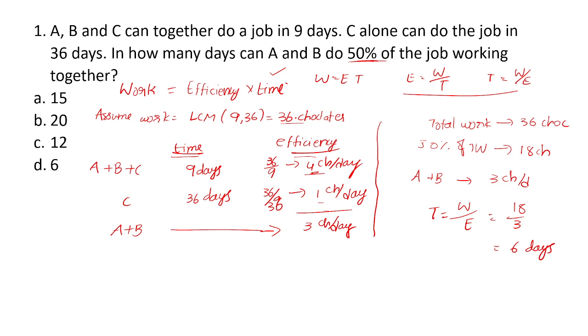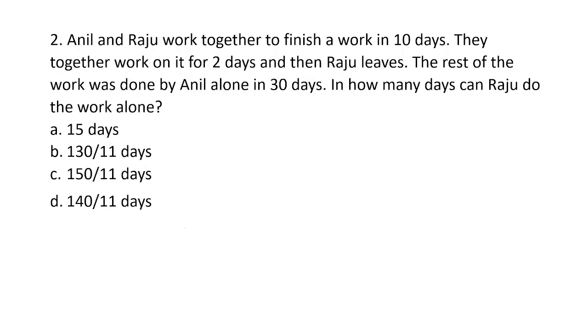Let's jump into our second problem today. This is also a problem on time and work. Let's see. Here it is given: Anil and Raju work together to finish a work in 10 days. They work on it together for 2 days and then Raju leaves. The rest of the work was done by Anil alone in 30 days. In how many days can Raju do the work alone?